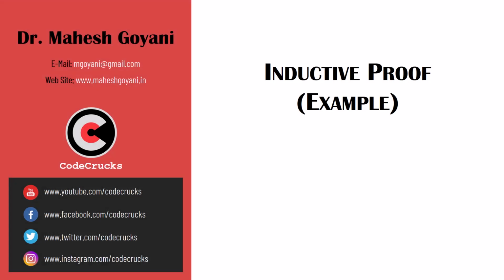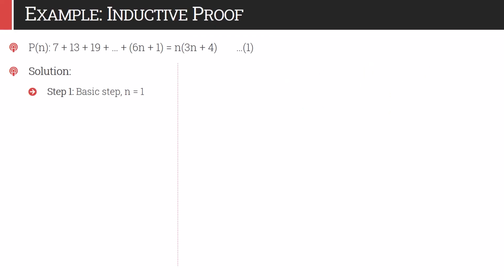Let us discuss one more example on inductive proof using principle of mathematical induction. Consider P(n) = 7 + 13 + 19 + ... + (6n + 1) = n(3n + 4). Call it equation 1. We have to prove that for any value of n, the given statement is true.